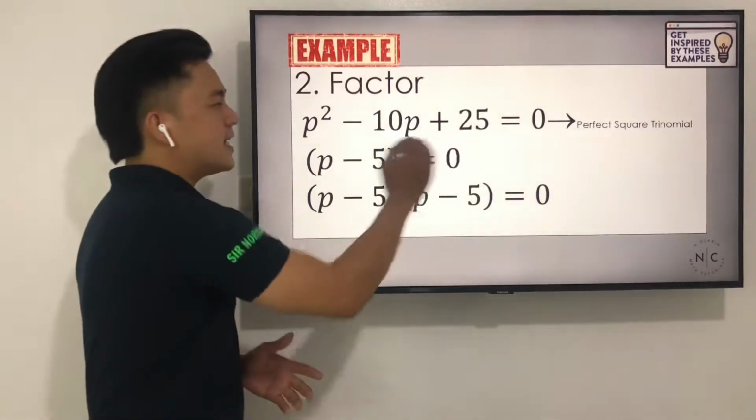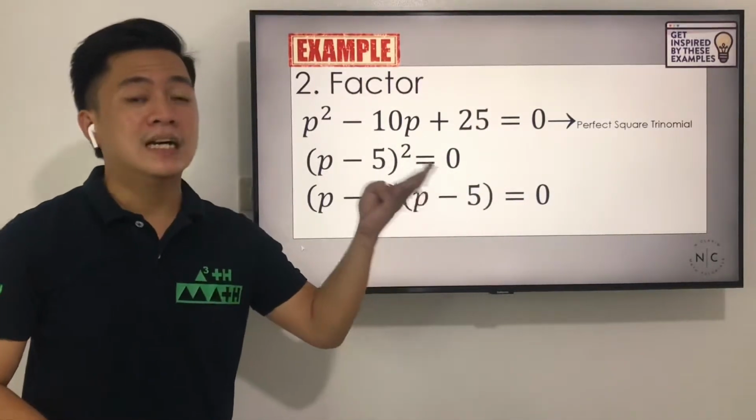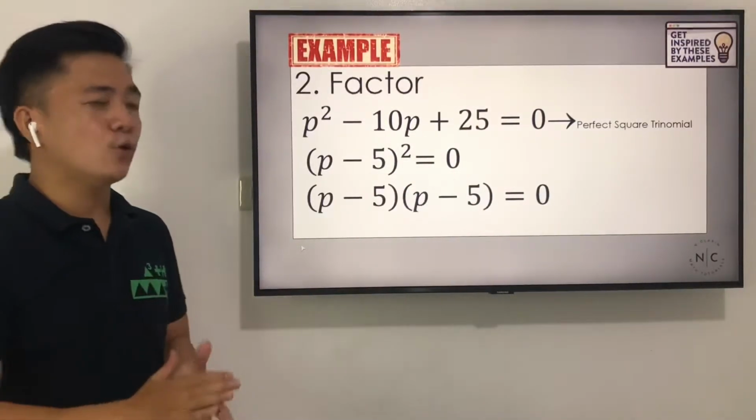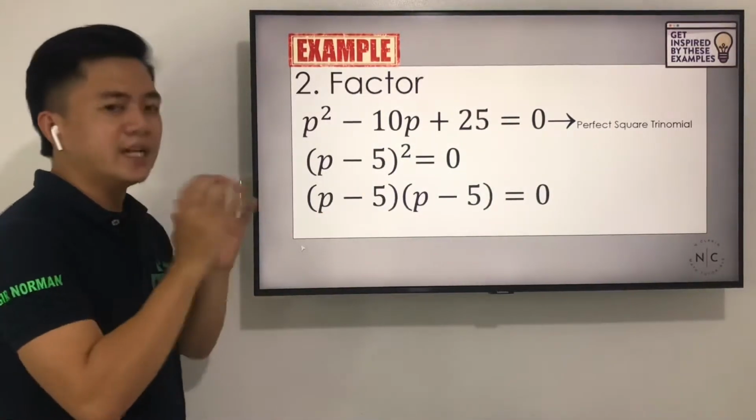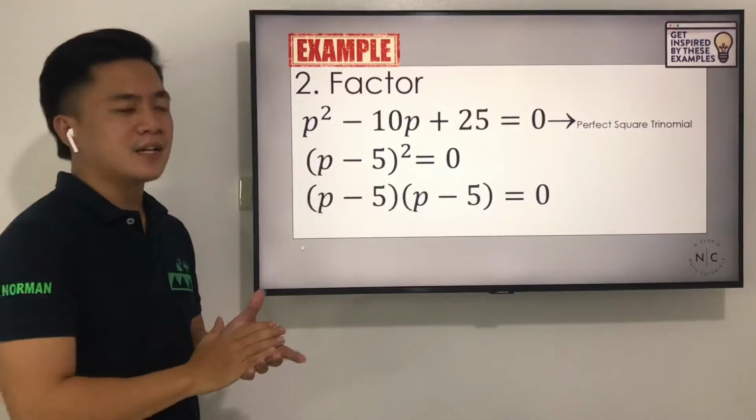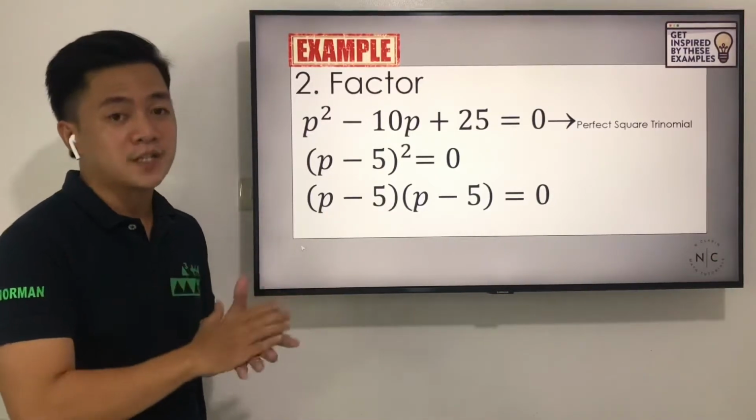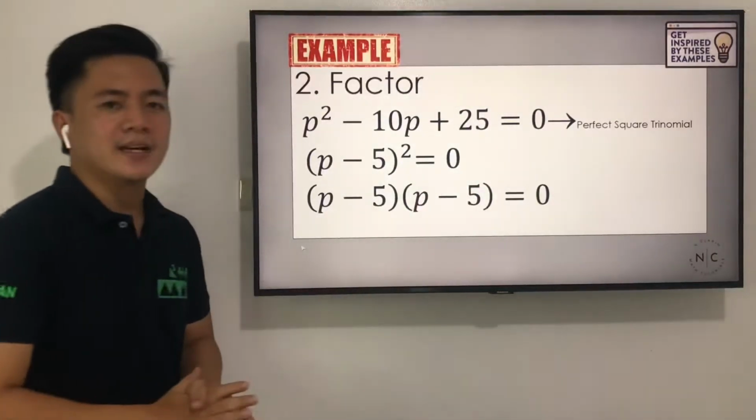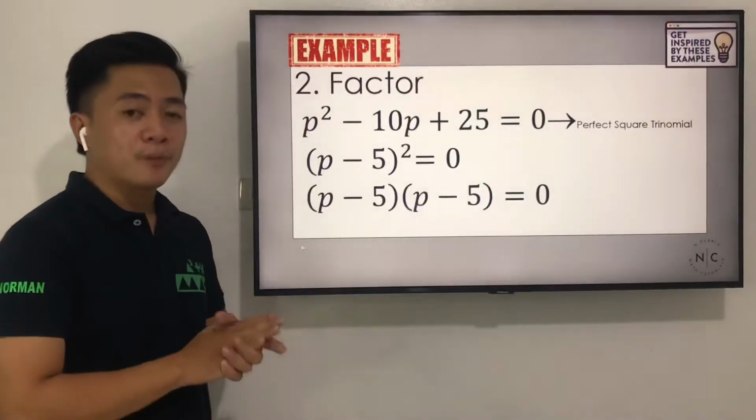So kung mapapansin natin, yung ating given na equation is a perfect square trinomial. Paano ba natin malalaman yung isang equation is isa siyang perfect square trinomial? So titignan natin yung ating first term. Yung first term natin is, ang kanyang numerical coefficient is 1. At alam naman natin na ang 1 is a perfect square. Last term is 25, or yung constant term. So 25 is also a perfect square.